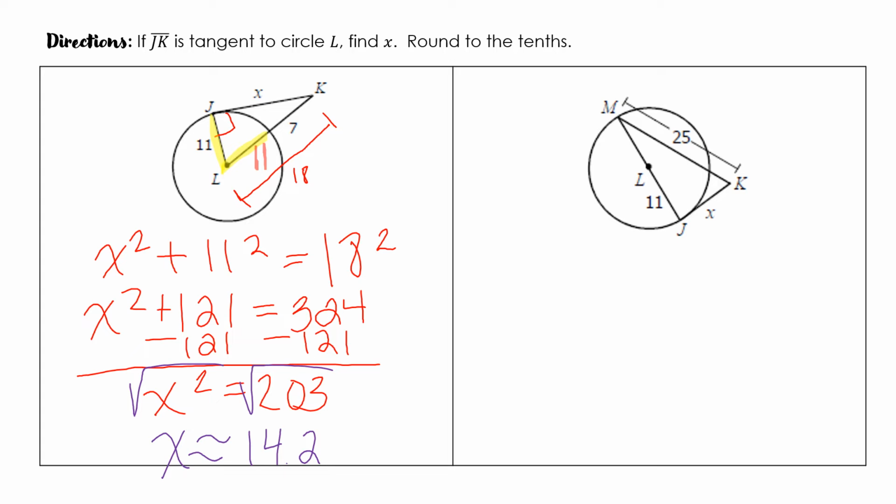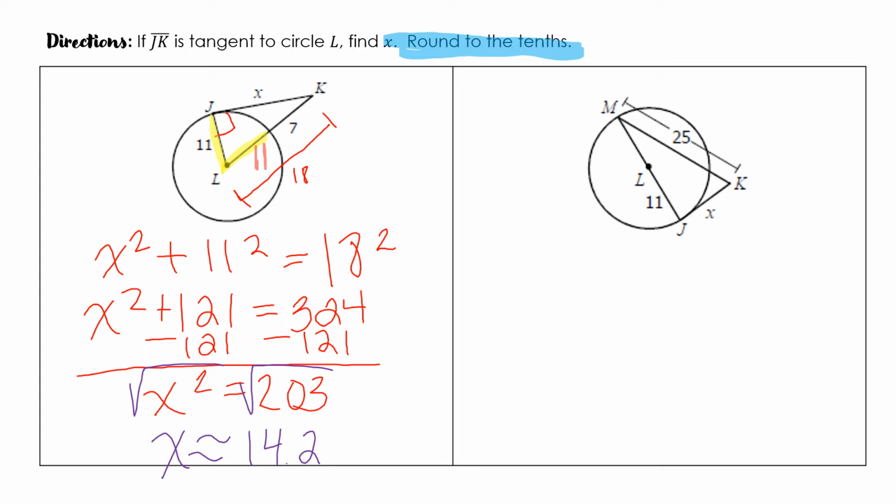If we had units like inches or feet or meters, we could put meters. You could also just write units if you wanted to, but you don't have to. And again, I rounded to the tenths place because it told me to round to the tenths place.